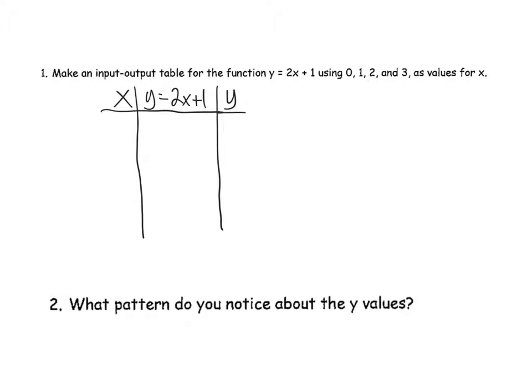What I'm doing is I am going to do my work in the middle. That's where I do all my math. It tells me using 0, 1, 2, and 3 as values for x. So they told me what to put in for x. A 0, a 1, a 2, and a 3. Those numbers, 0, and then 1, and 2, and 3, are the numbers that I'm going to plug in to my 2x plus 1.